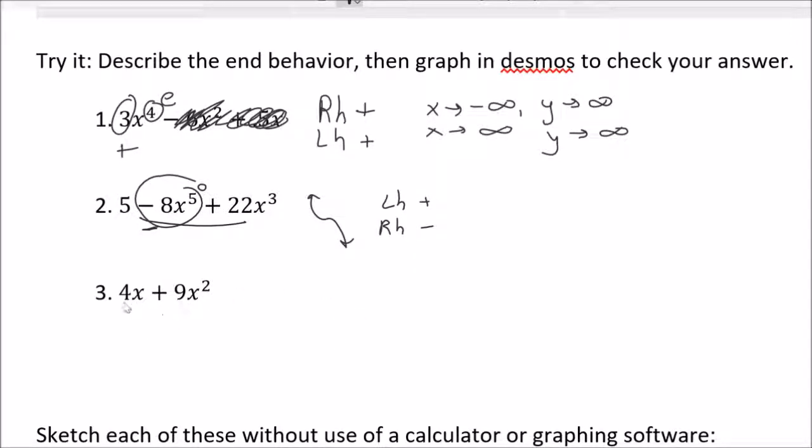What about this last one? Only the leading term matters. I have a positive and even, so my right hand is positive and my left hand is positive. They're both going to point up.